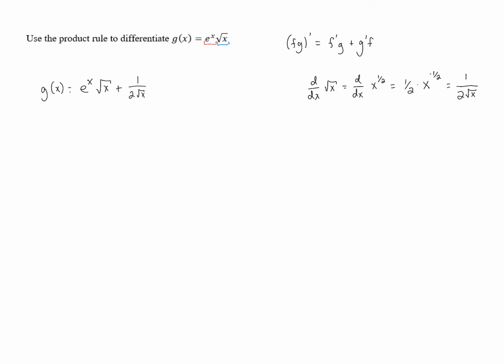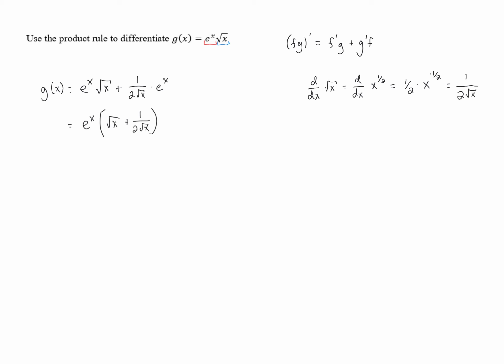That's the derivative of the second times the first, which is just going to be e to the x. So again, we can factor out an e to the x. That gives us e to the x times root x plus 1 over 2 root x.